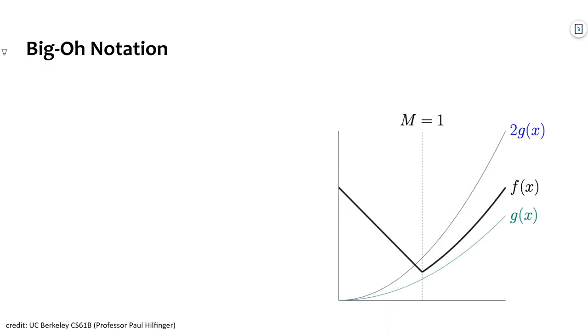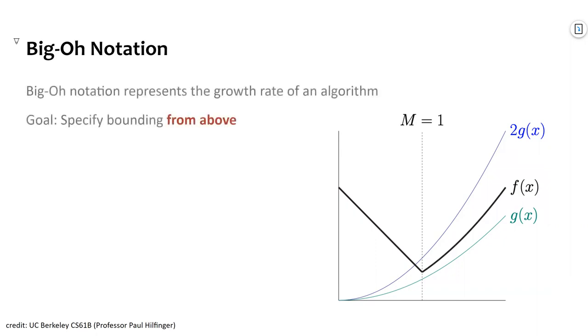And there is one big... so we are going to introduce some notations to describe the complexity growth rate of our algorithms. The first one is big O notation. Big O notation represents the growth rate of an algorithm, and the goal is to specify the bounding from above. So let's have a look at this graph.